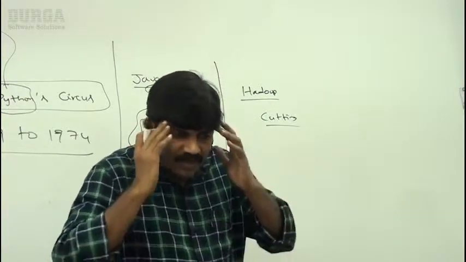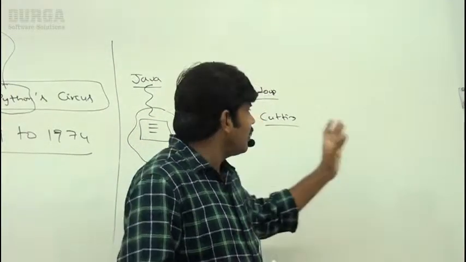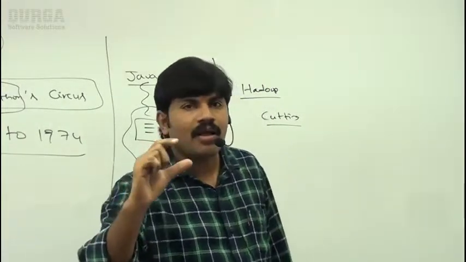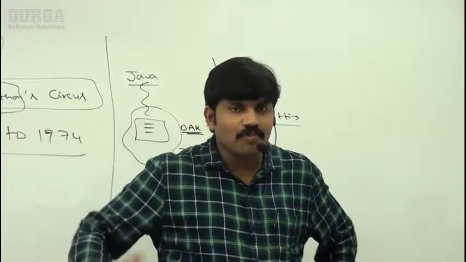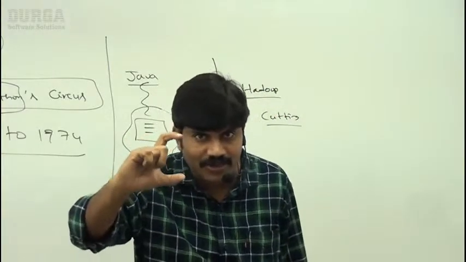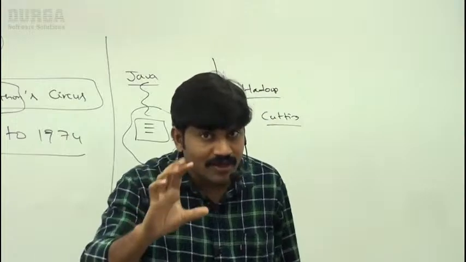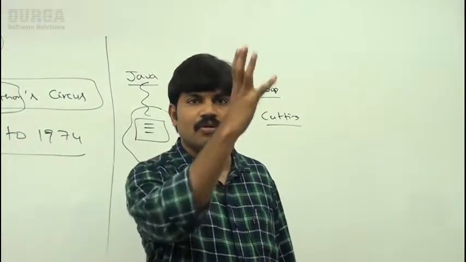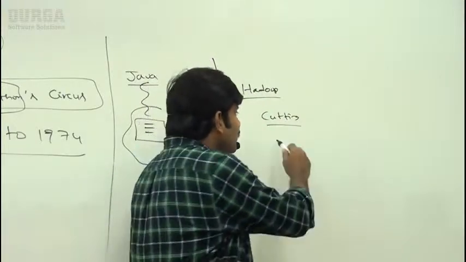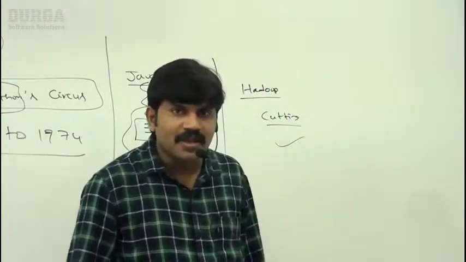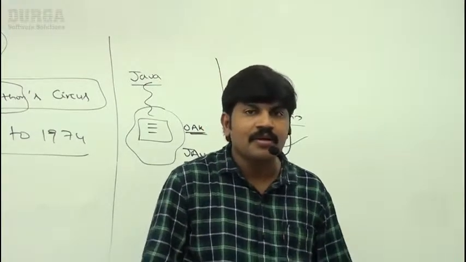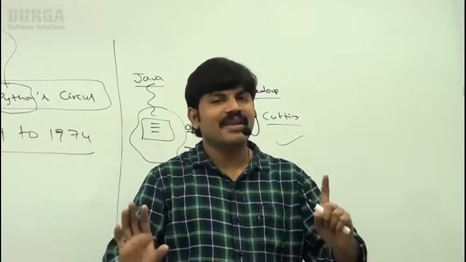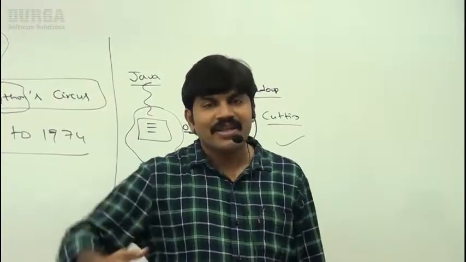Whenever these people were thinking about that, suddenly his son was playing with a small yellow color elephant toy. Then immediately, why don't you keep this as the logo for our Hadoop? Then automatically this was selected. Remember that. By mistake, if his kid was playing with a red color snake, maybe a red snake would be the logo, sir. So there are internal reasons why the names come.